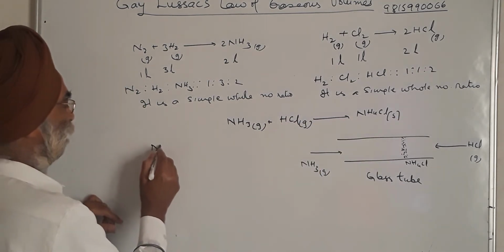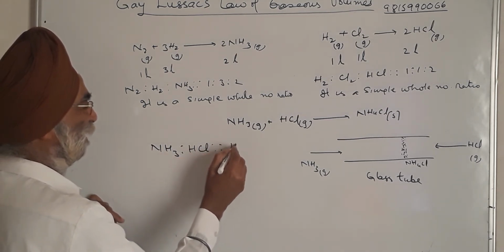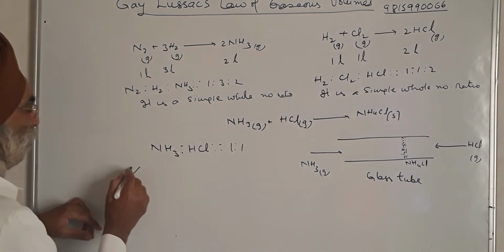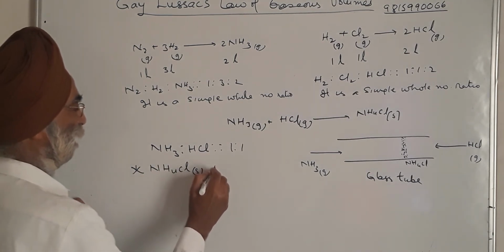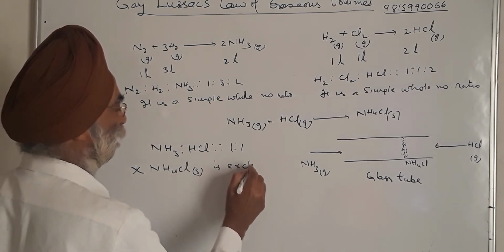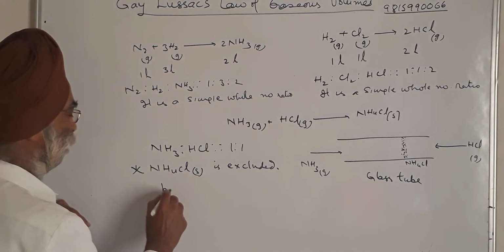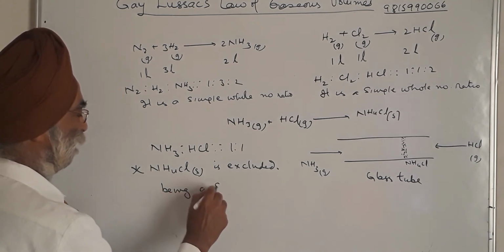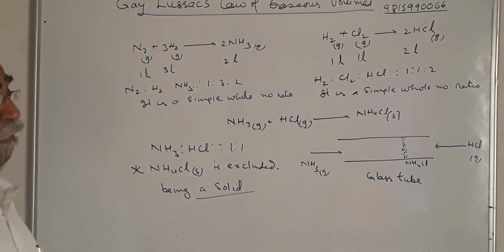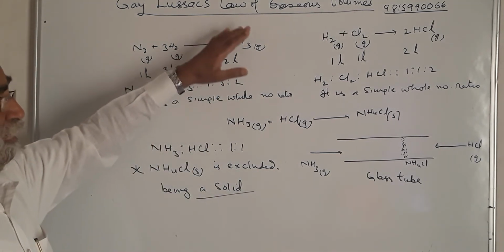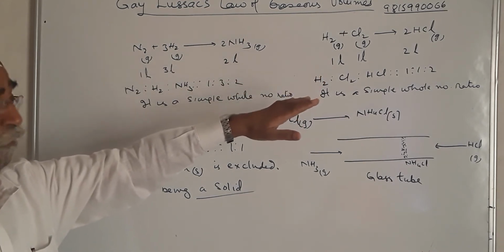NH3 to HCl is 1 to 1. Ammonium chloride, which is a solid, is excluded from it, being a solid. So this is the application of Gay-Lussac's law. We are still to define this law properly.